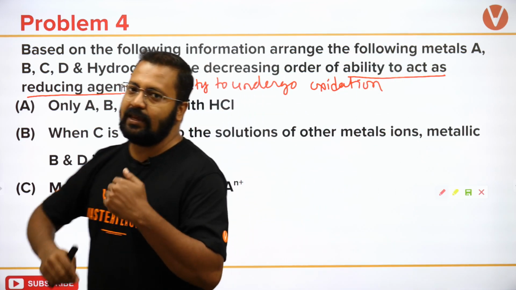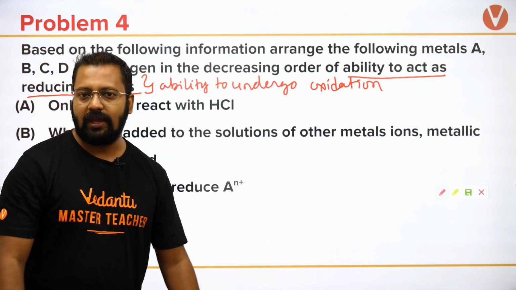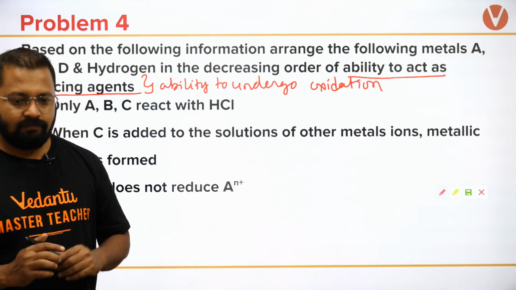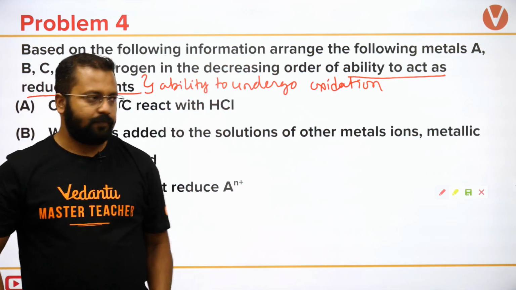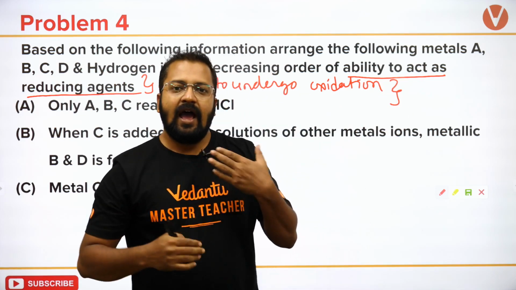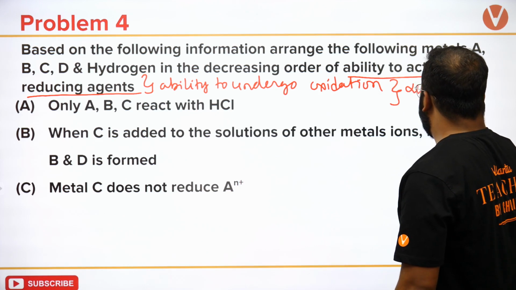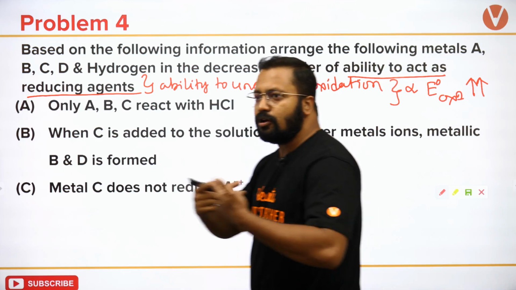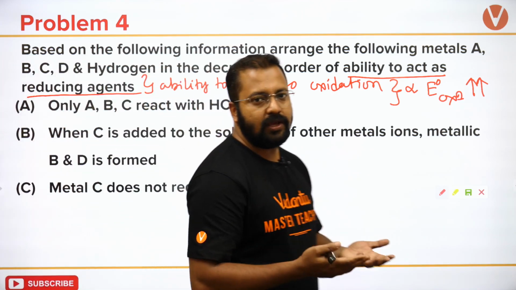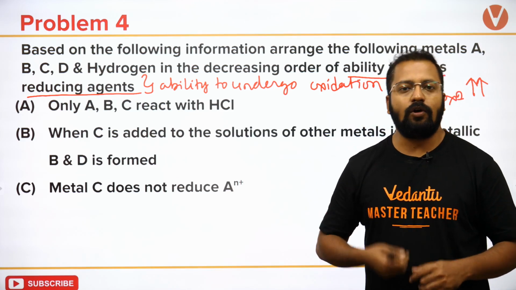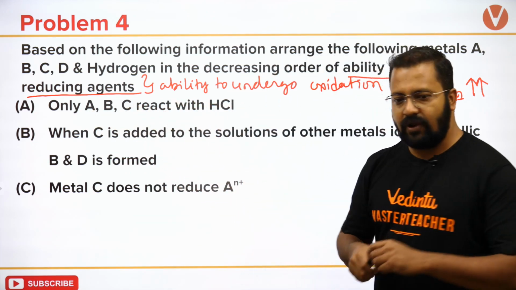If I am saying that a certain substance is a good reducing agent, that means it is giving out electrons quite easily. So ability to act as a reducing agent is the same as ability to undergo oxidation, and it means I would have a higher value of E naught oxidation. The higher the E naught oxidation, the better it will act as a reducing agent. That is the reason group 1 metals like lithium, sodium, potassium act as good reducing agents, because they can undergo oxidation quite easily. Now, if I want to answer this question, let's look at only A, B and C react with HCl.